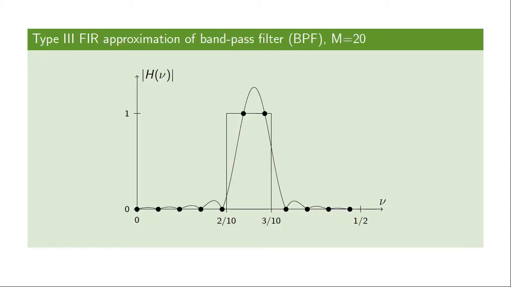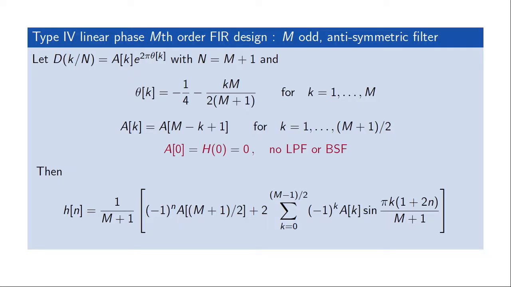And we could illustrate what it would look like in the frequency domain here for a case when the order is equal to 20, so we have 21 taps, and where we have designed a bandpass filter with a pass band between 2/10 and 3/10 in terms of normalized frequency. For the type 4 filter, we would be allowed to choose the amplitude in the following way, but we would need to require that the filter's frequency response at frequency equal to 0 is equal to 0, which means that we couldn't, with this approach, design low-pass filters or band-stop filters, since these would be, by definition, required to let this frequency through.